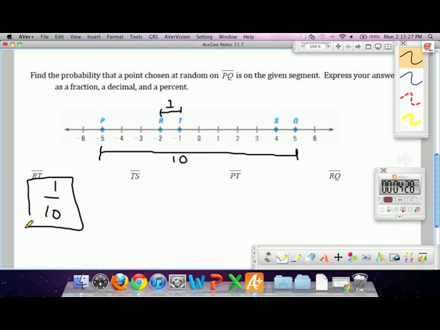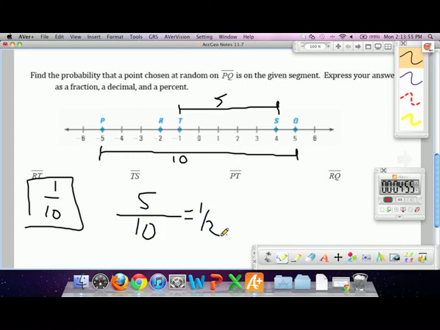How about instead on TS? Let's look at the length of TS. What's the probability that I pick a point at random on PQ and it lands somewhere in that segment? 1/2. We compare the lengths: 1, 2, 3, 4, 5. The successful length of TS is 5, and the total length is 10. 5/10 reduces to 1/2.